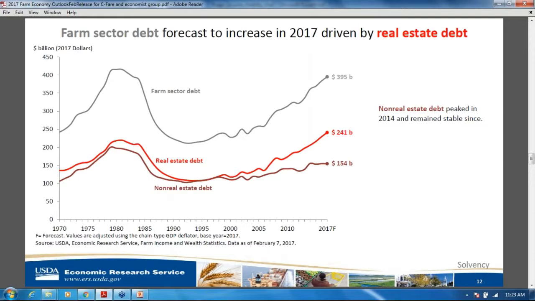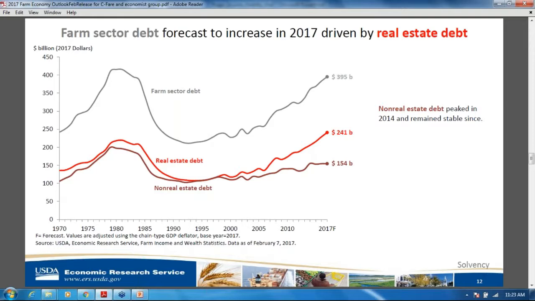The other side of the balance sheet is debt. So we're taking a look at farm sector debt, which is forecast at $395 billion. And again, this chart is inflation adjusted, so everything is in 2017 dollars.